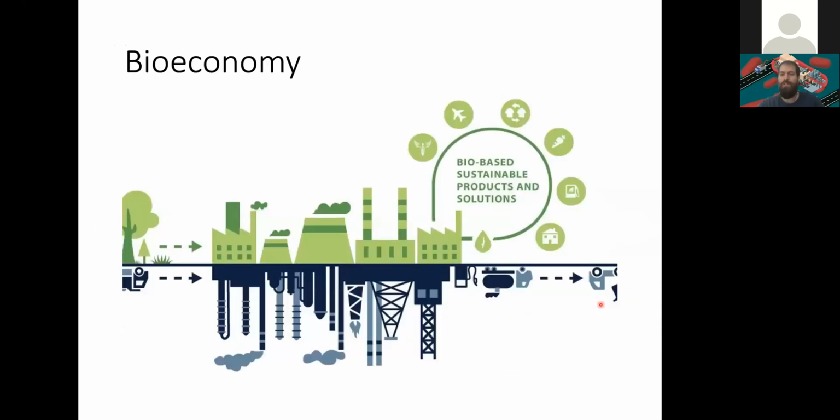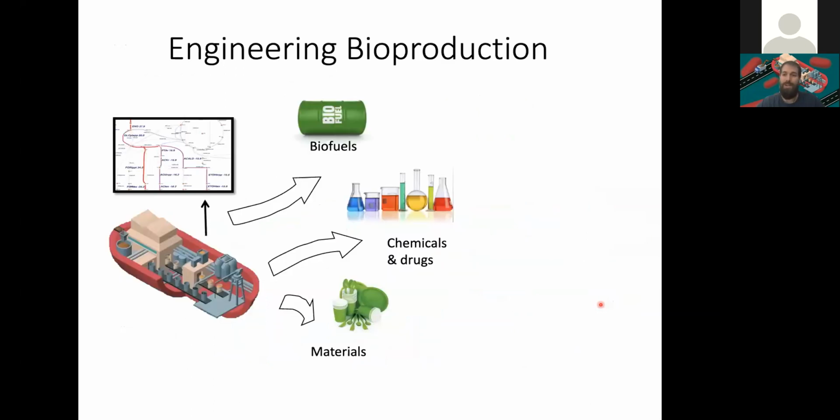And the final goal of all this is to be able to move our society towards the bioeconomy. So this is a bio-based economy where everything that we build, that we need, and we eat is made in an eco-friendly, biologically based way. So we are trying to move away from fossil fuels and petroleum to make all our materials and so on. And one way to do that is microbial biotechnology, or using microbes to produce all these chemical compounds that can substitute all the things that we make from petroleum, like biofuels, chemicals, materials.